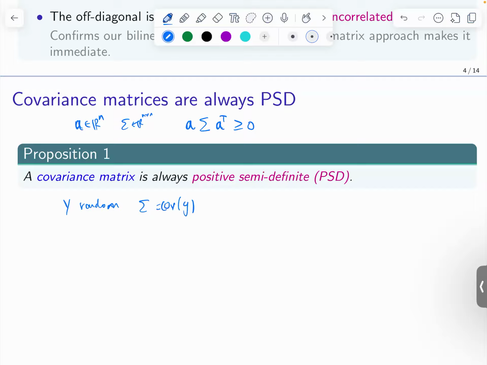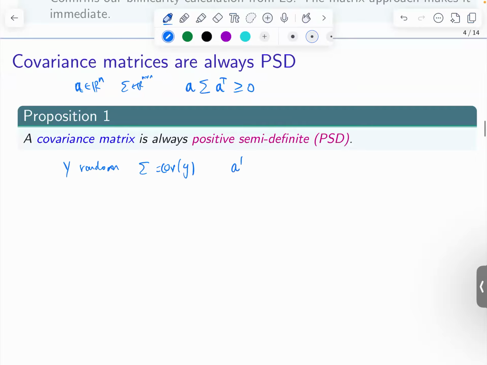So what I want to prove is that A transpose sigma A is non-negative. Is this true? So I'm going to look at this. This is A transpose covariance of y, A. And does this resemble something that we just did? I write this in a different format. See, the identity that we just used, using an alternative form of it.